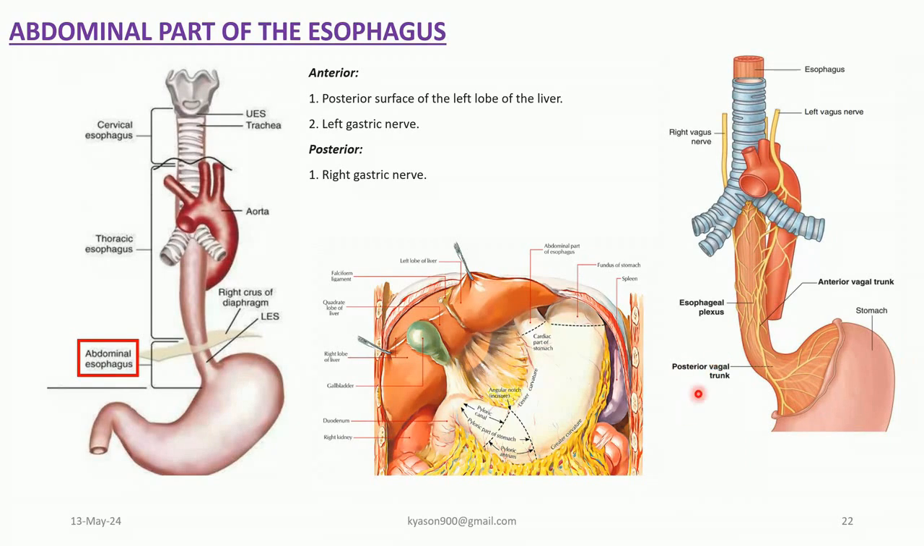But to be specific, you can say posterior, or behind the abdominal part of the esophagus, we have the posterior vagal trunk. That is more clear. Then anteriorly, we have the anterior vagal trunk, this one here. The anterior vagal trunk was the left vagus nerve. Okay, but it extends more on the front side of the esophagus to form what we are calling the anterior vagal trunk.